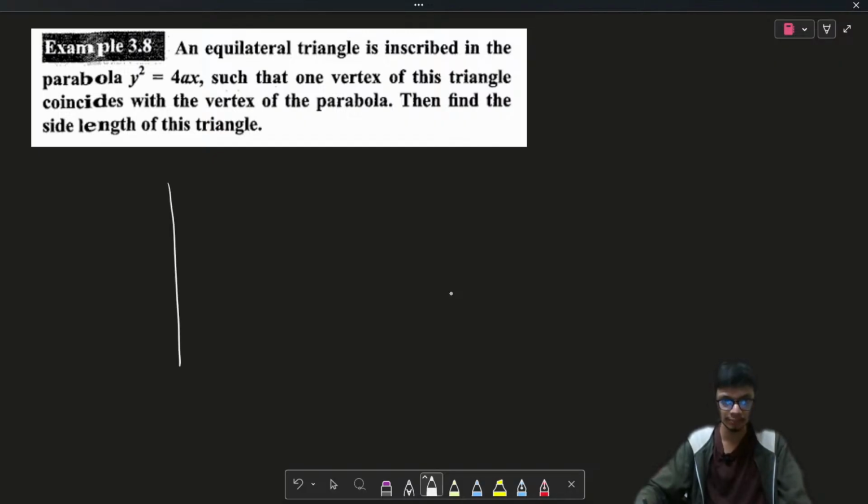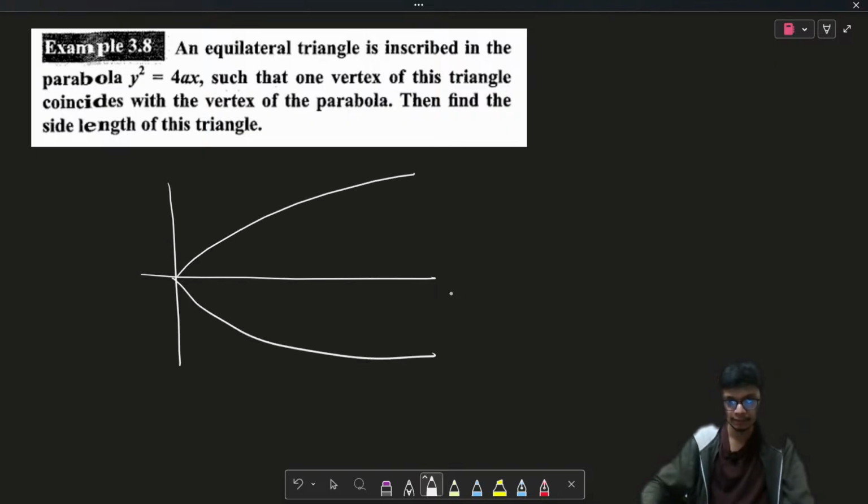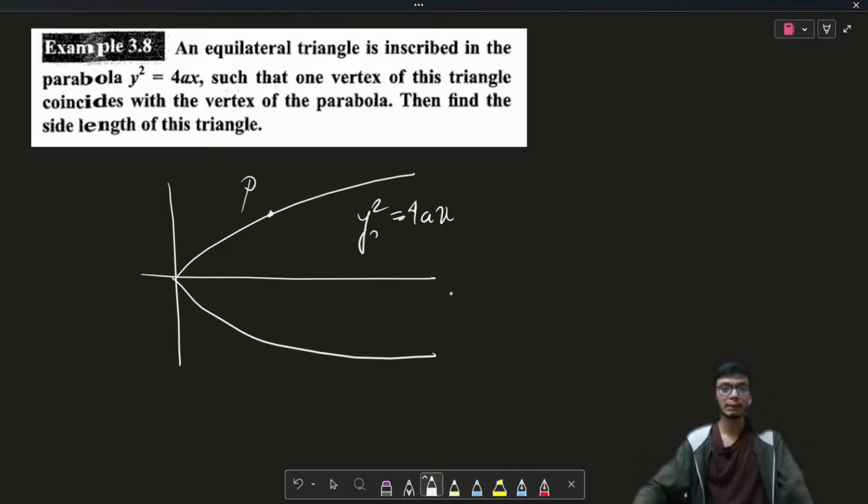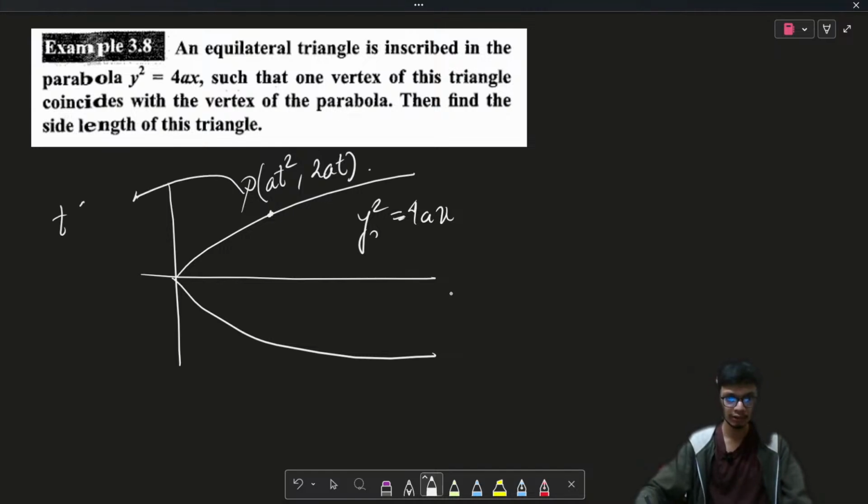In the parametric form of any standard parabola, let us take a standard parabola like this, given as y square is equal to 4ax, right? For this standard parabola, if I want to denote any point P in terms of a parameter, that can be given as (at square, 2at), right? So this is what we call the parametric form, where t is my parameter, which can be any real number, right?